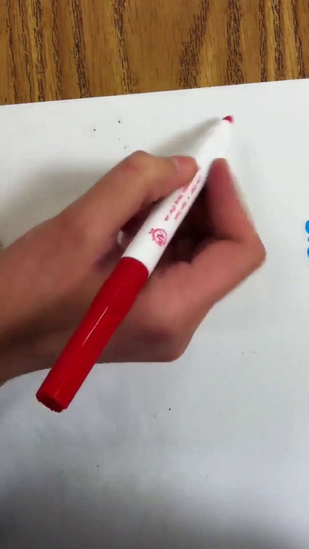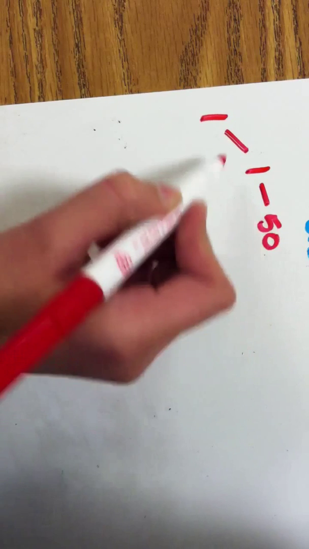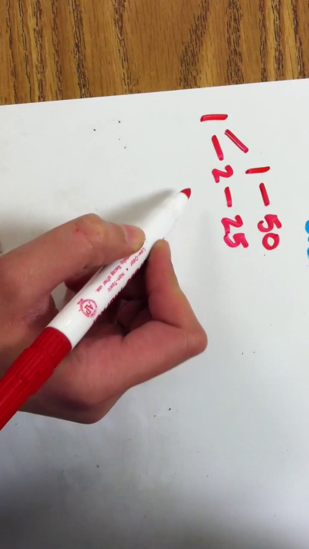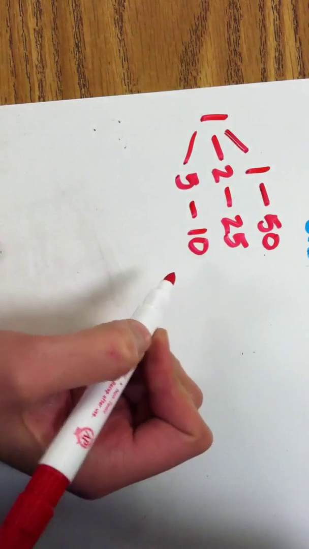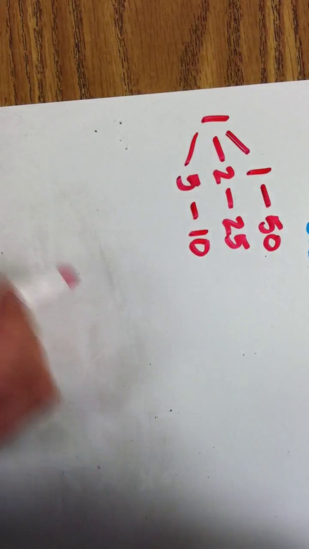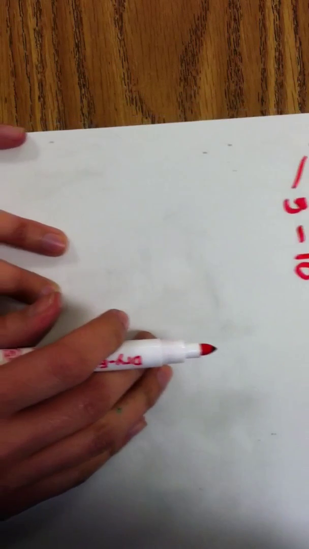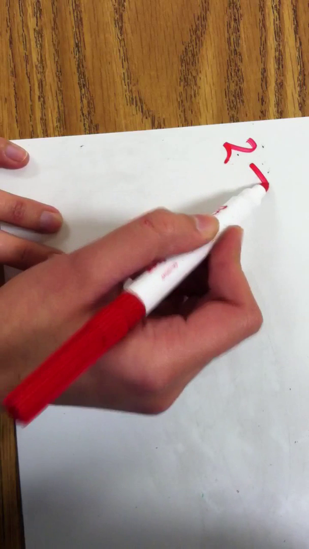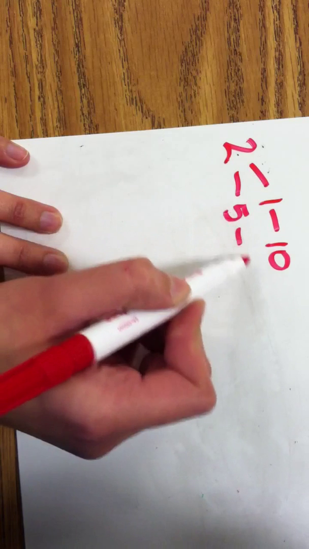So what if a was 1? If a was 1, then I could say 1 times 1 times 50, or 1 times 2 times 25, or 1 times 5 times 10. Those are all the combinations if a is 1. What if a is 2? If a is 2, then I can have 2 times 1 times 10, 2 times 5 times 5.